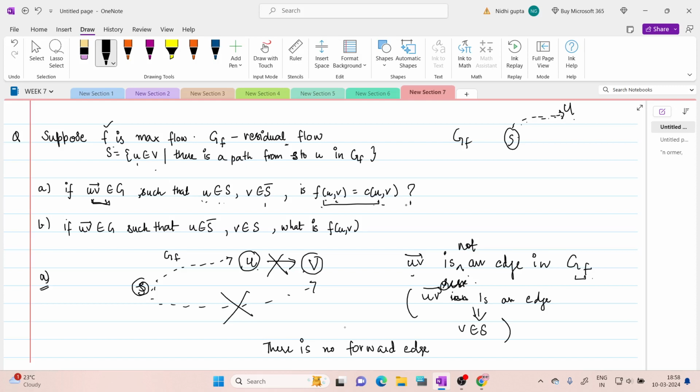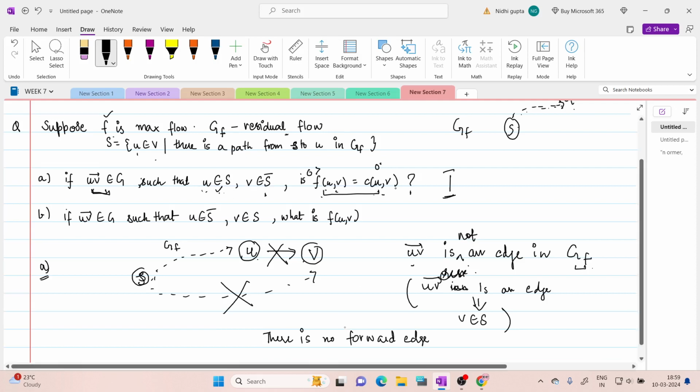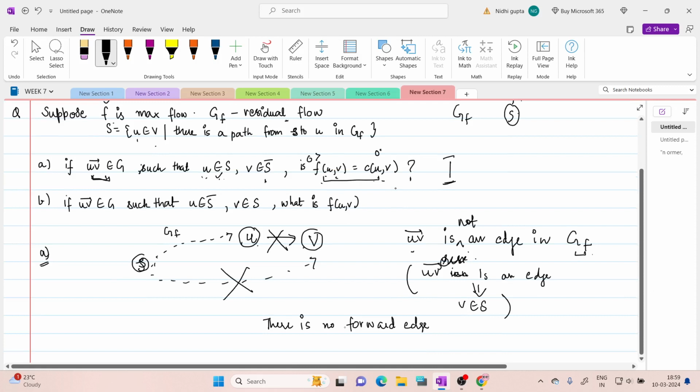And it has to be greater than zero, because capacities, all the weights we take, are generally greater than zero. So this statement is true then, right? We have shown the trueness of this statement: if UV is an edge such that U belongs to S and V belongs to S bar, then FUV has to be equal to CUV. So is the A part clear?